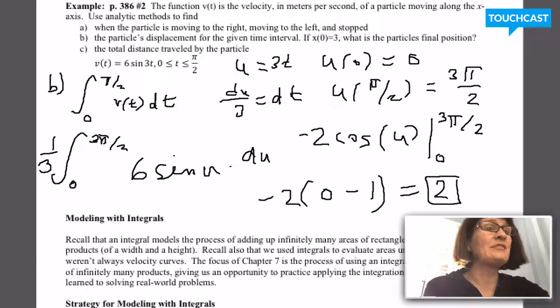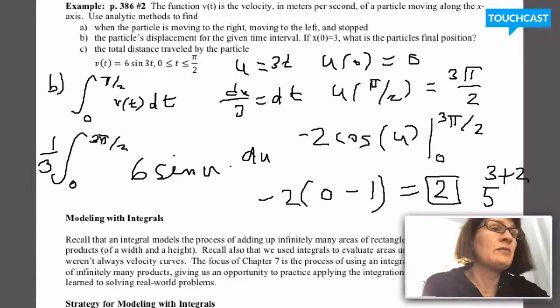So the displacement is 2, and then there's a second question. If the initial position is 3, so if the position of the particle at time 0 is 3, what is the particle's final position? Well, at the bottom of your last page, final position is initial position plus displacement. So 3 plus 2 makes 5 as the final position.